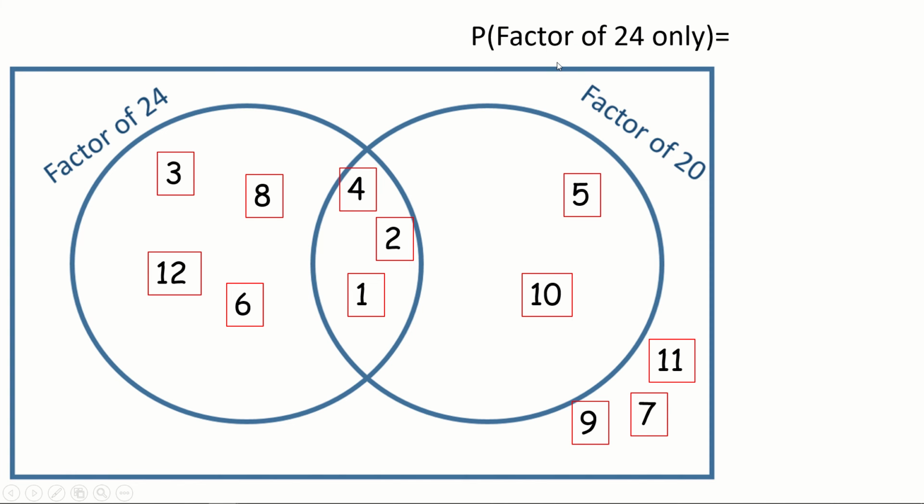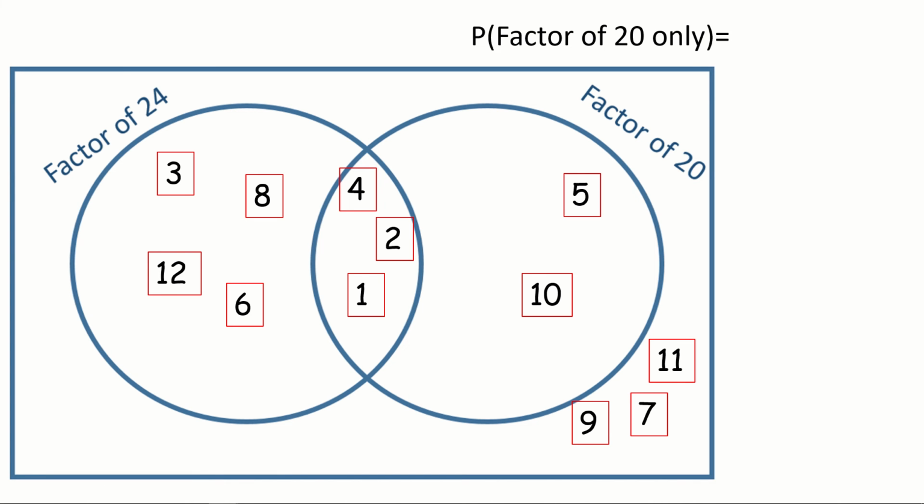Okay, so if we have a look at factors of 24 only, that's these 4 here. It's these 4, but it's not the ones in the middle, because only means not factors of 20, so we don't want to include the ones in this circle. So it's these 4 numbers out of 12. 4/12 means 1/3.